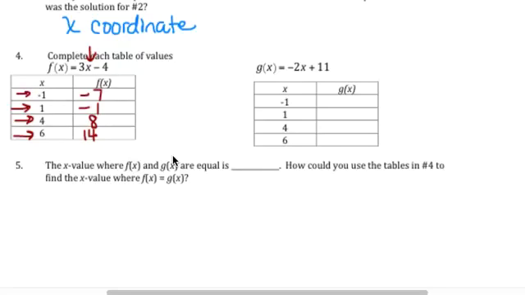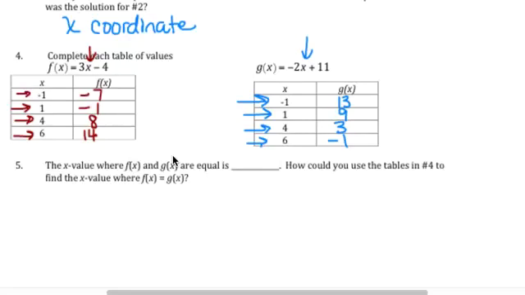Okay, let's do the next table. All right, so we're going to plug in for x right here, -1. So -2 times -1, 2. +2 plus 11, 13. 13. Good. Plug in 1, -2 times 1, -2. A -2 plus 11, 9. Very good. Plug in 4. Negative 2 times 4. Negative 8 plus 11. 3. Very good. Plug in 6. Negative 2 times 6. Negative 12 plus 11.